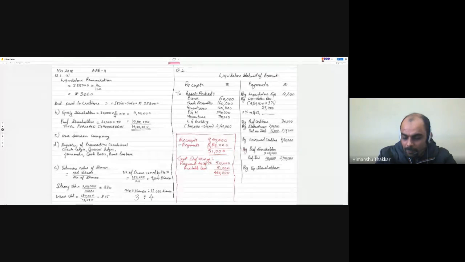So loss per share will be 4 lakh 60,000 divided by the number of shares. This is a different way of doing it. You can do with the method we did in the class, or you can even go on with this. 5.75 is the loss per share.